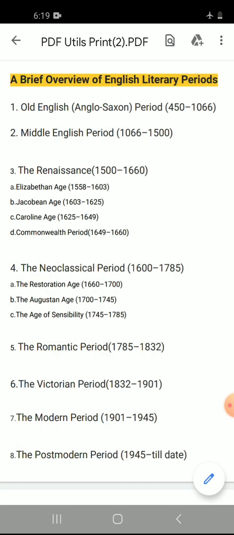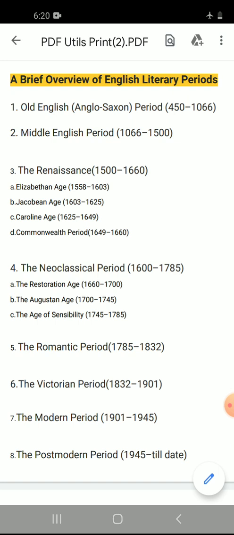Now, next period is the modern period, and that is from 1901 to 1945. The modern period traditionally applies to works written after the start of World War I. Some of the most notable writers of this period include the novelists James Joyce, Virginia Woolf, D.H. Lawrence, Joseph Conrad, W.B. Yeats, E.M. Forster, and the dramatists George Bernard Shaw, Samuel Beckett, and Harold Pinter. New criticism also appeared at this time, led by the likes of Woolf, Eliot, and others.